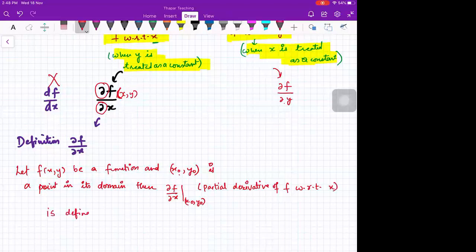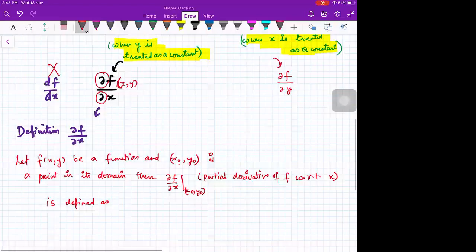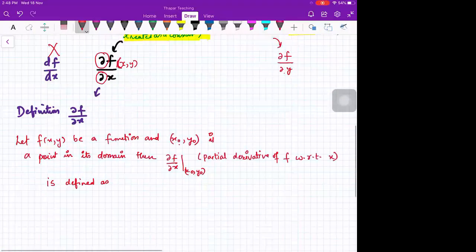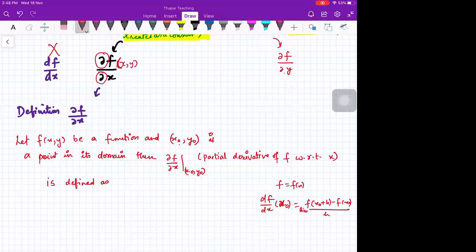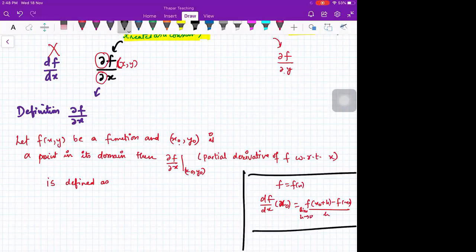Can you tell me what the derivative df by dx is? If f is a function of x only, then we defined df by dx at a point x naught as the limit as h goes to 0 of f of x naught plus h minus f of x naught, upon h. This is the definition we already know, if this limit exists. So here we define it as f of x naught plus h comma y naught. You will not touch y naught, because the partial derivative of f with respect to x means you treat y as a constant.